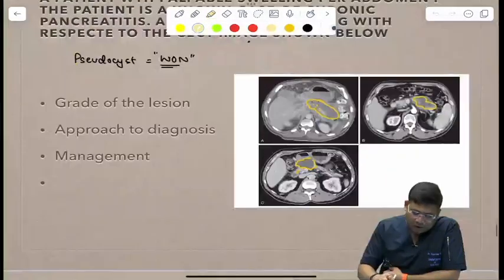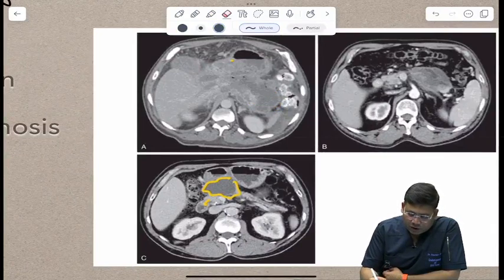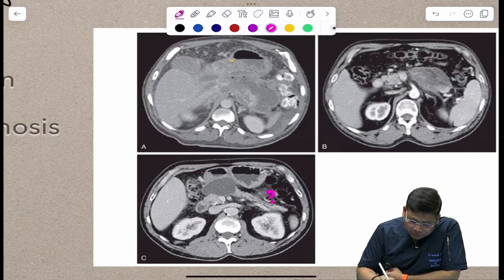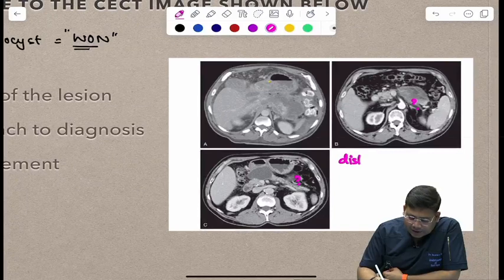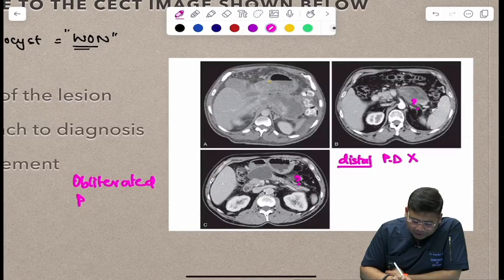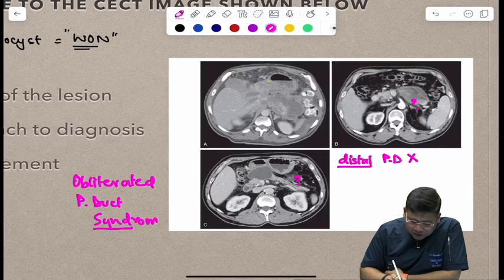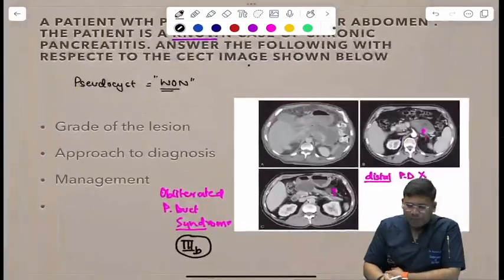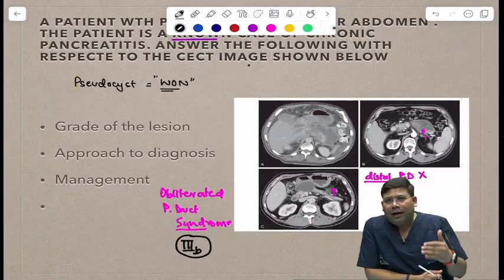Now if you see exactly, in this image, the distal part of the duct is not visible. This is very interesting. The distal pancreatic duct is not visible. So this is a patient with obliterated pancreatic duct syndrome. So the classical association is a type 3B. So what is 3B? Where the duct has been obliterated and it is connected.